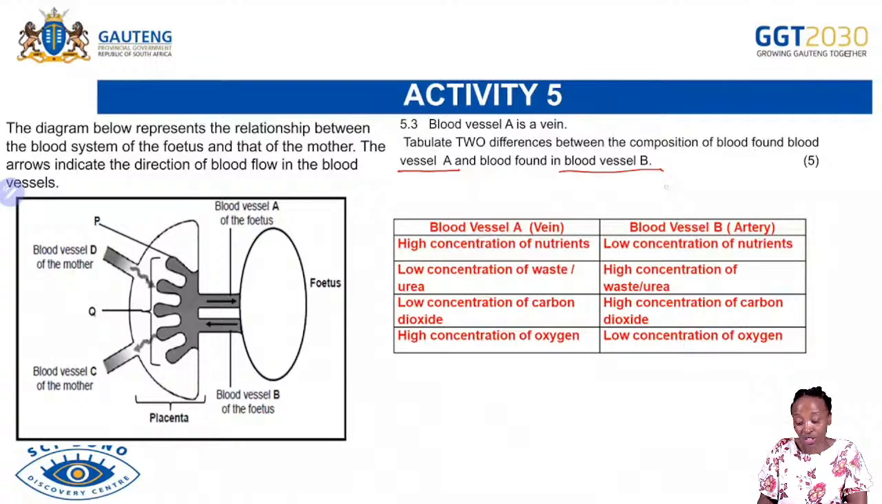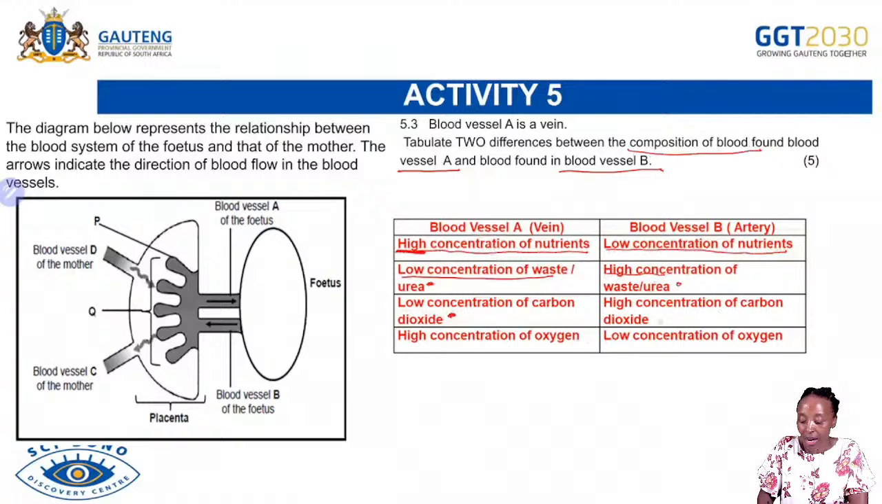And then the difference in the composition now, that is another difference. That other one asked us what is carried by the umbilical vein and what is carried by the umbilical artery. Here we are looking at the composition of the blood. So here we are looking for these terms. There is high concentration of nutrients, there is low concentration of nutrients. There is low concentration of waste products in the vein, there's high concentration of waste product in the artery. Low concentration of carbon dioxide in the vein, high concentration of carbon dioxide in the artery. High concentration of oxygen in the vein and low concentration of oxygen in the what? In the artery. So those are the differences.